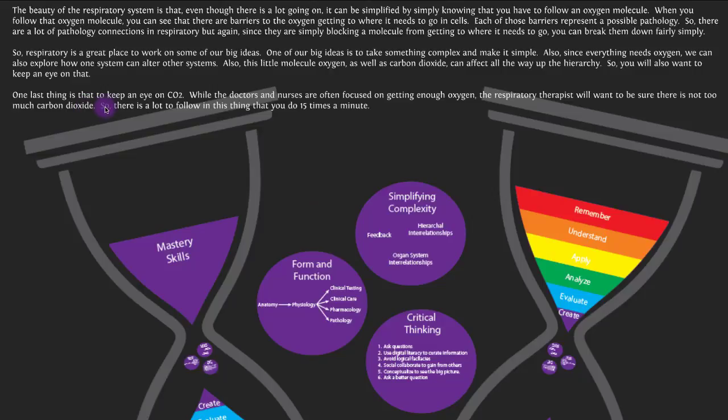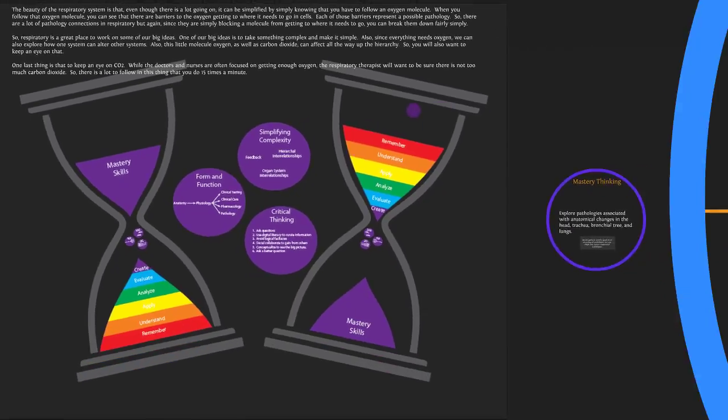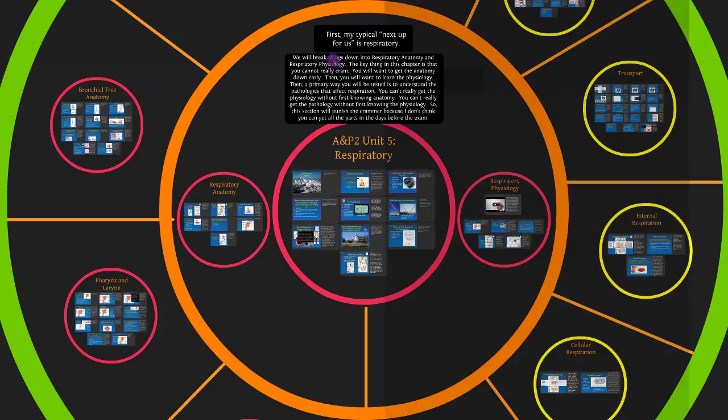One last thing to keep an eye on is CO2. We're going to focus on oxygen, and most doctors and nurses are going to be more focused on oxygen, but respiratory therapists will want to be sure that there's not too much carbon dioxide because it causes blood vessels to dilate and things like that. So there's a lot to follow in this thing that you do 15 to 20 times a minute, which is to breathe. As I said a little bit, we're going to break things down into respiratory anatomy and respiratory physiology.